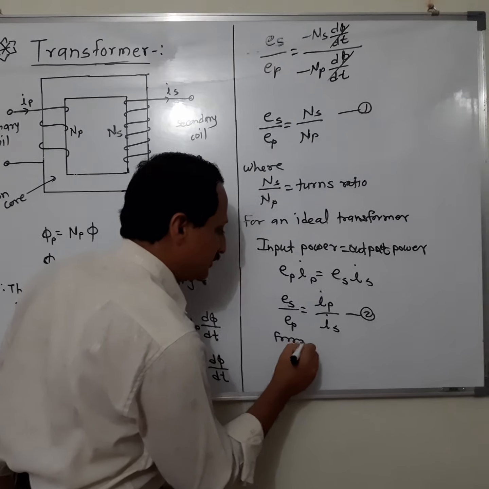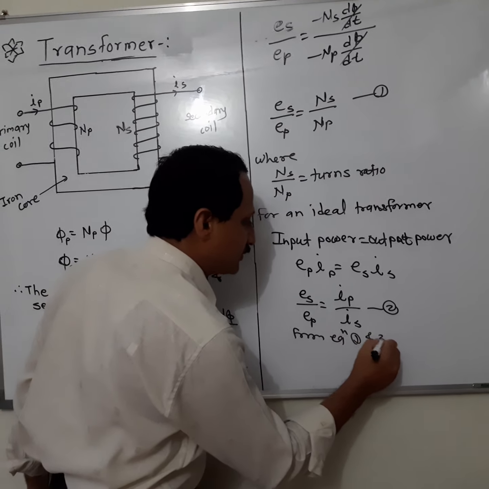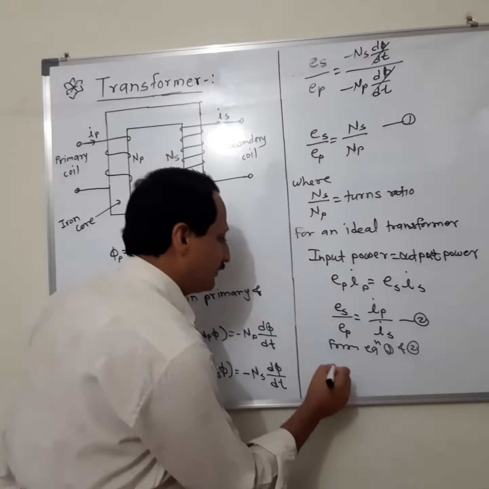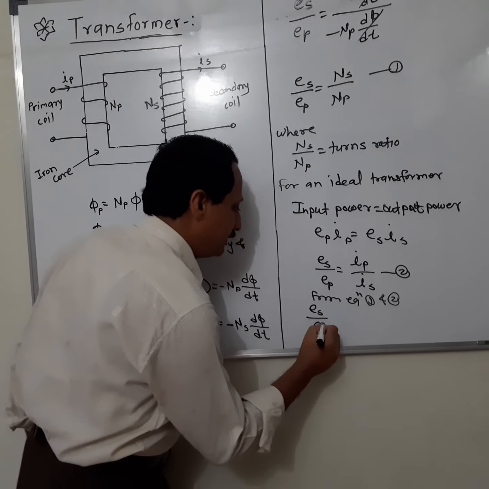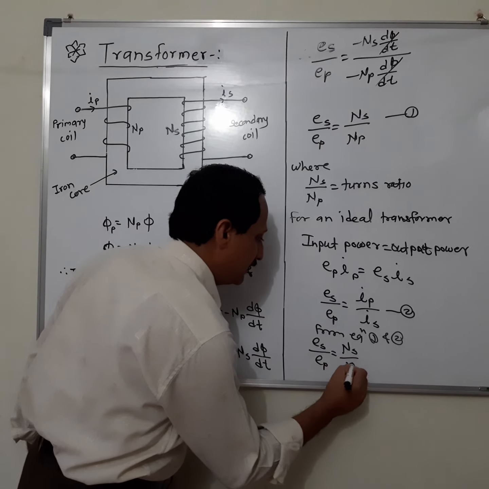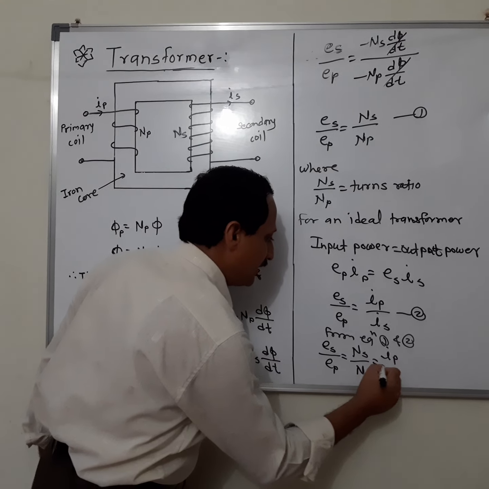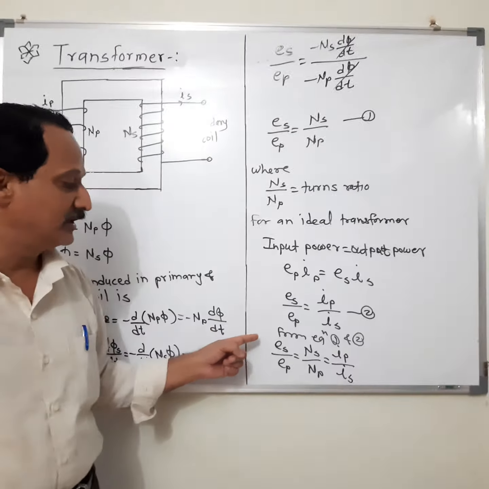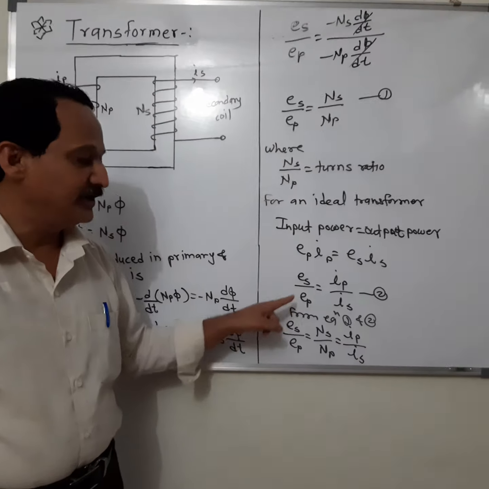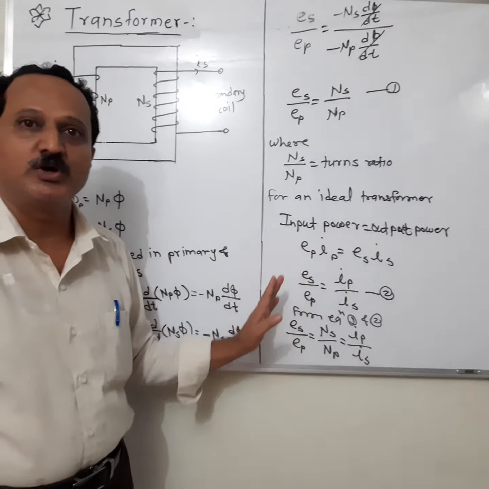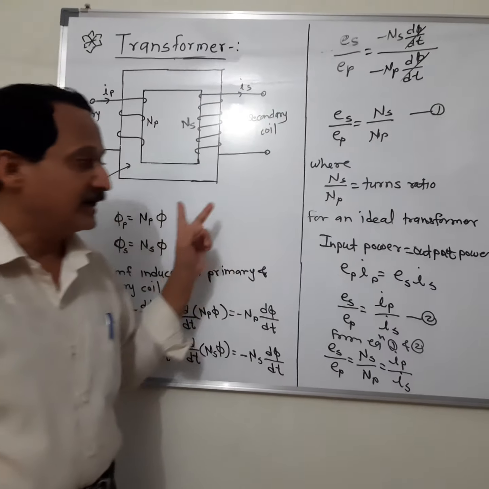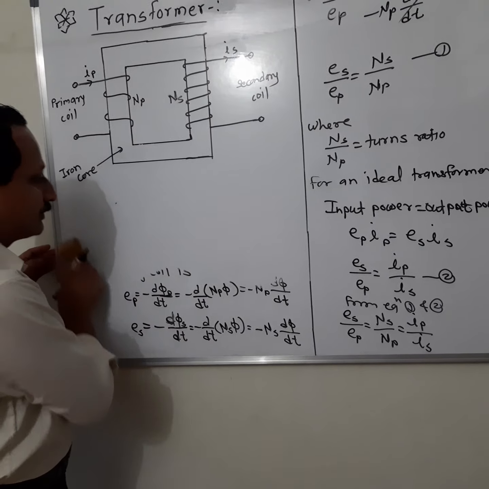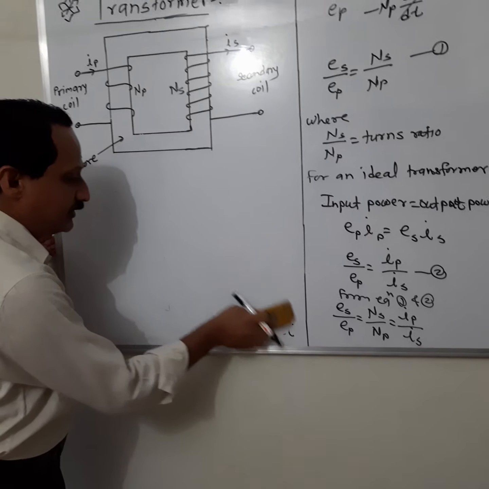So from equation 1 and 2, having the same left side, we can combine them. So what we get then? ES by EP is equal to NS by NP is equal to IP by IS. And this is the relation between the EMF induced in the primary or secondary coil, the number of turns, and the current in the primary or secondary coil. Now there are two cases. Which one is called a step up transformer and which one is called a step down transformer?